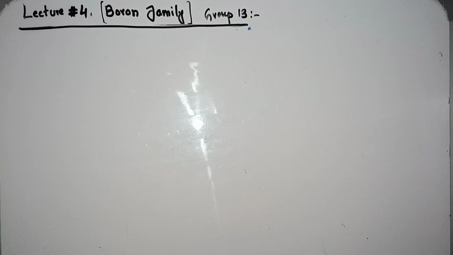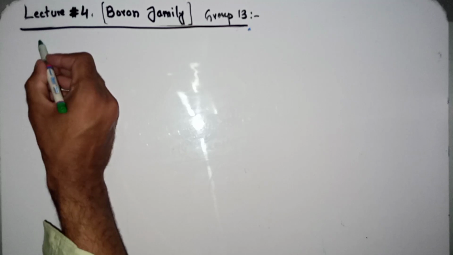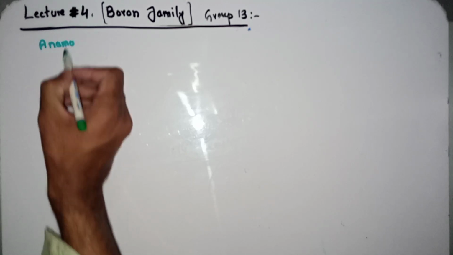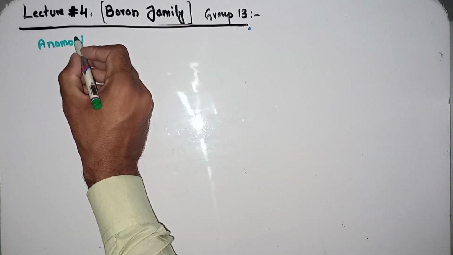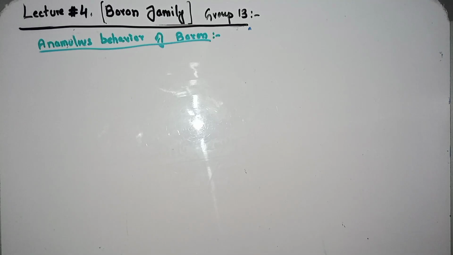In the boron family, one element, boron, shows non-metal behavior and has some abnormal behavior that is different from the other elements of the same group. So today our lecture will be the anomalous behavior of boron, or you can say the abnormal behavior of boron. So let's start the topic.